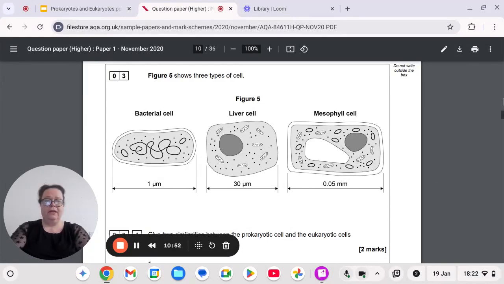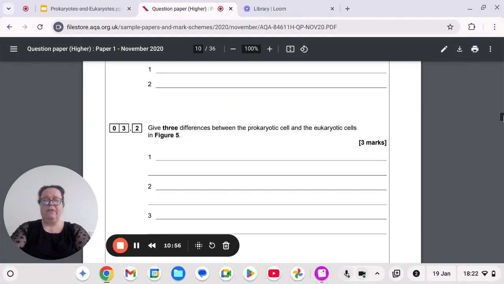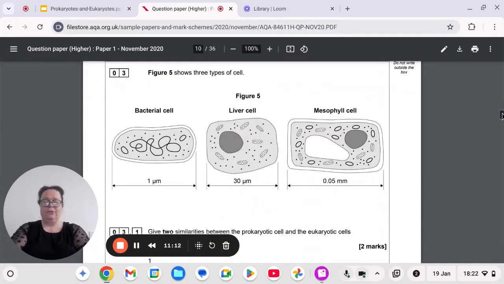Okay, let's have a look at the next question. Give 3 differences between the prokaryotic cell and the eukaryotic cell. Now, although we've got diagrams of them, you should know the differences, though it should overlap quite a lot here. So, differences. If you want to, pause the video and have a go, see what differences you can find.